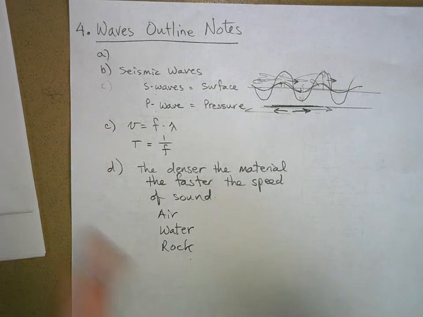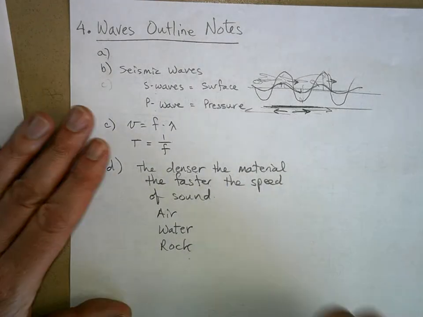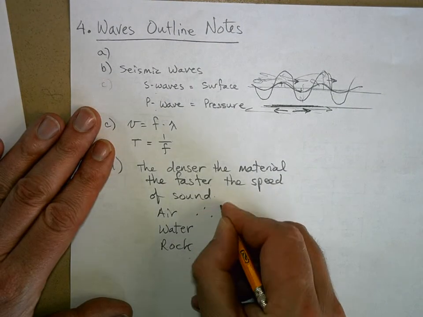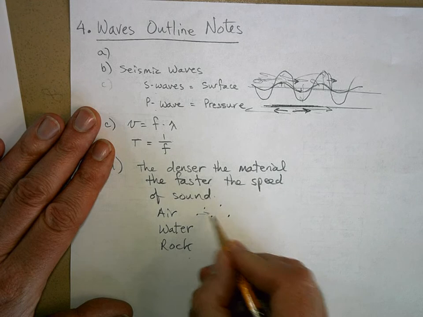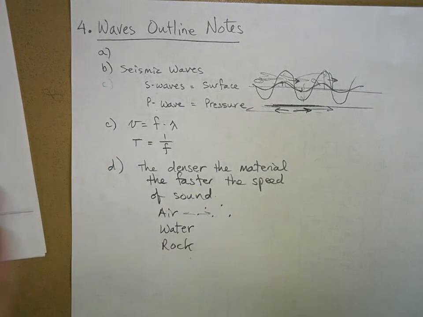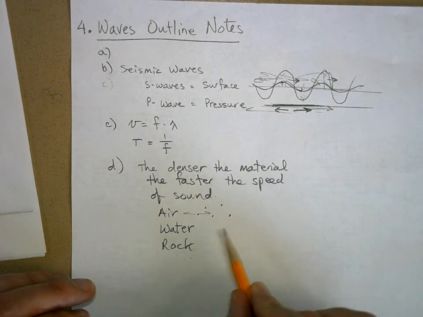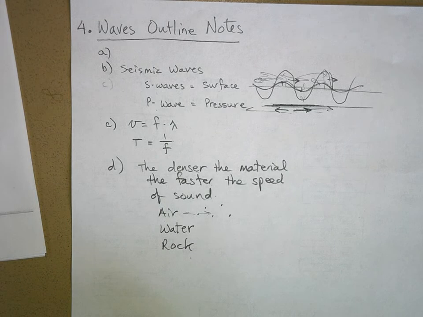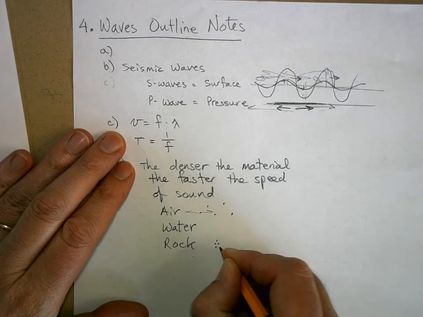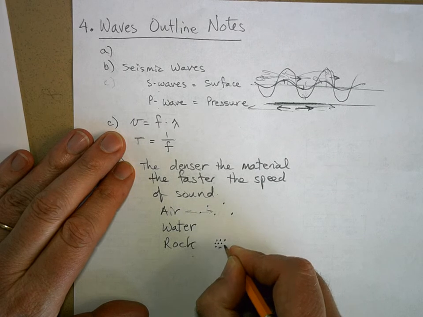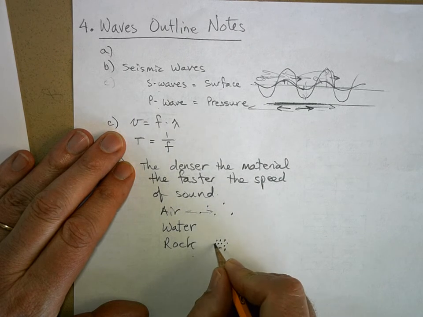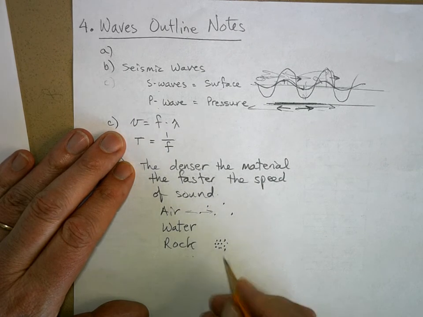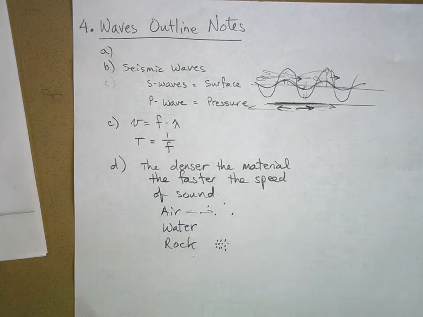So in air, the air molecules are really far apart. So it takes more time for them to run into each other, and the pressure wave, the compressions and rarefactions, takes longer to be transmitted. In rock, the particles are very close together, very dense. And so if I smack into this molecule, it doesn't take much time for it to smack into the next one, and the compression just travels through the material very, very fast.